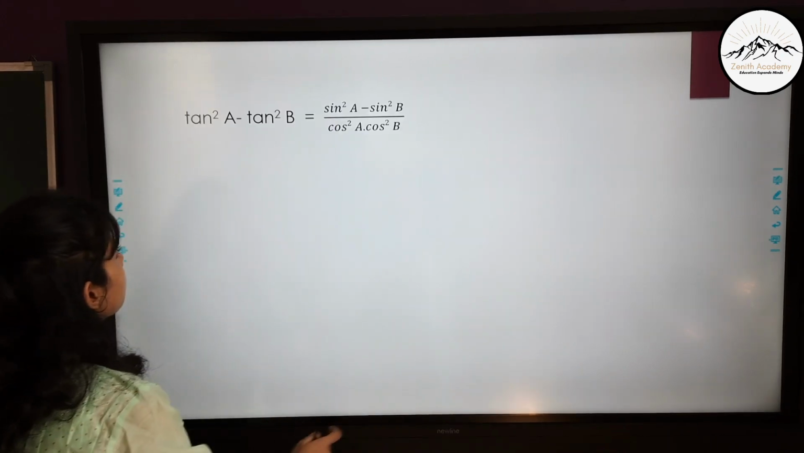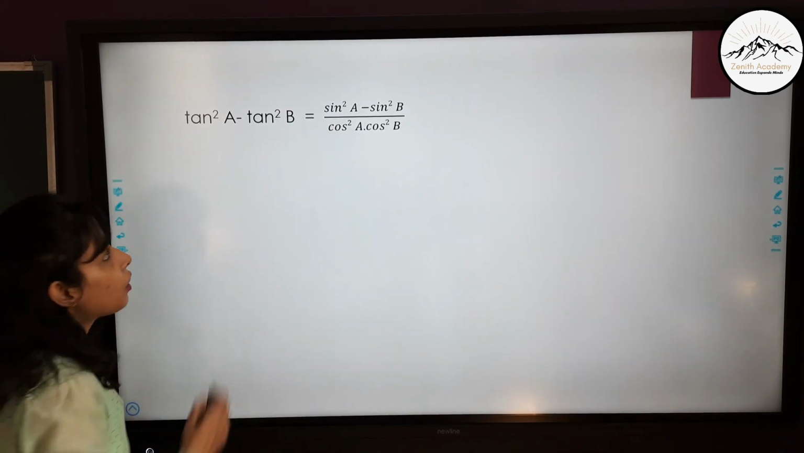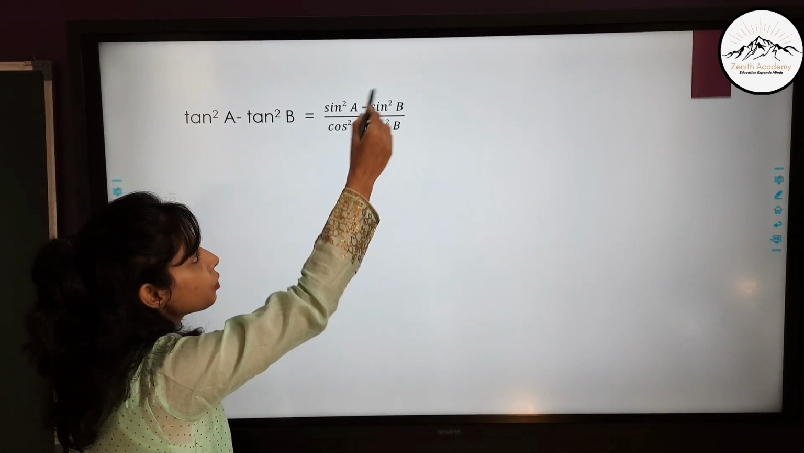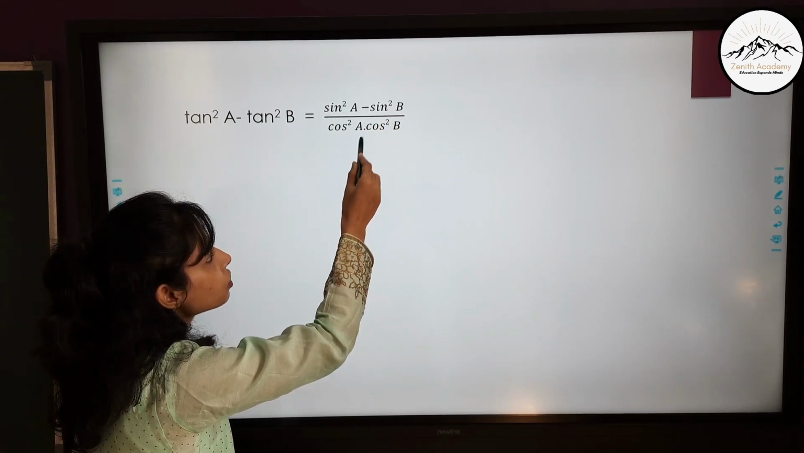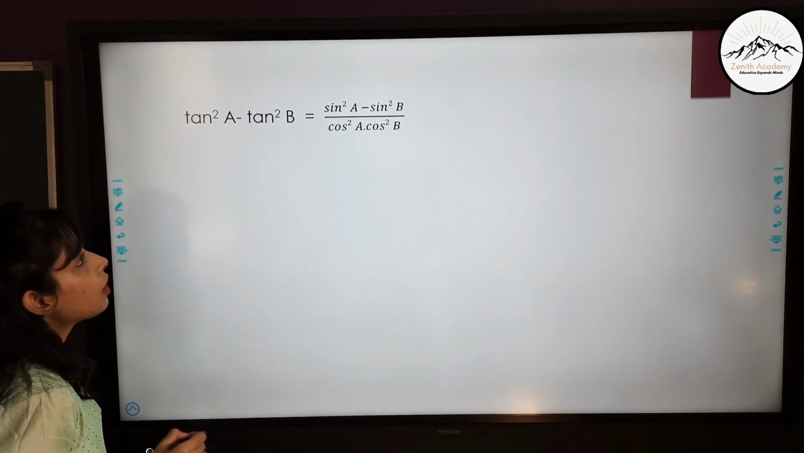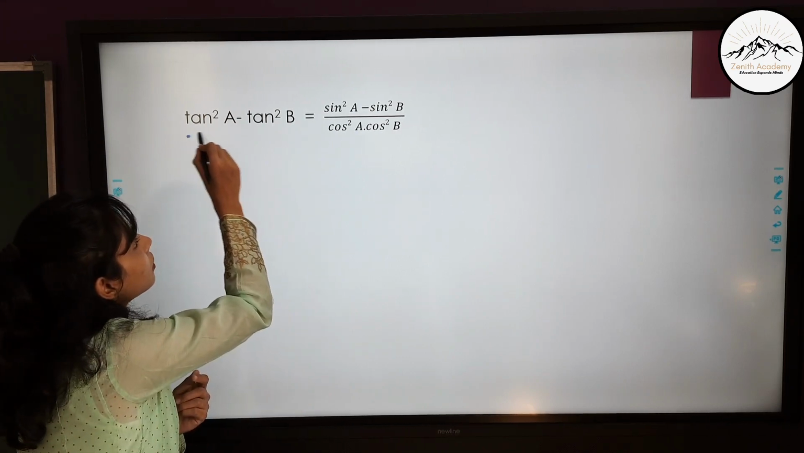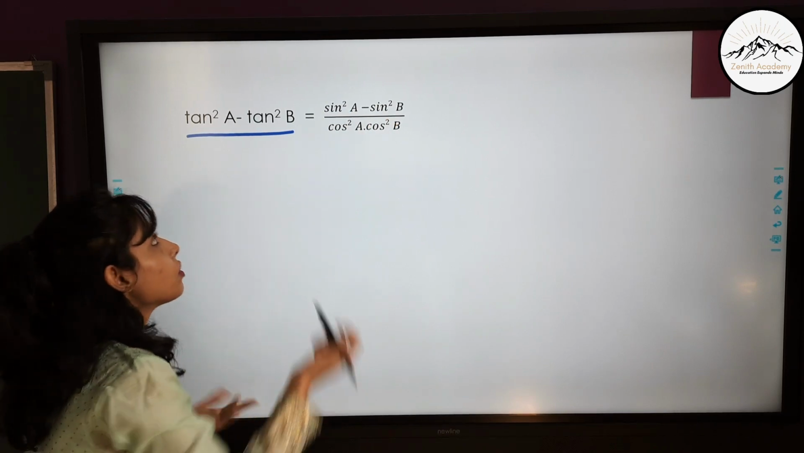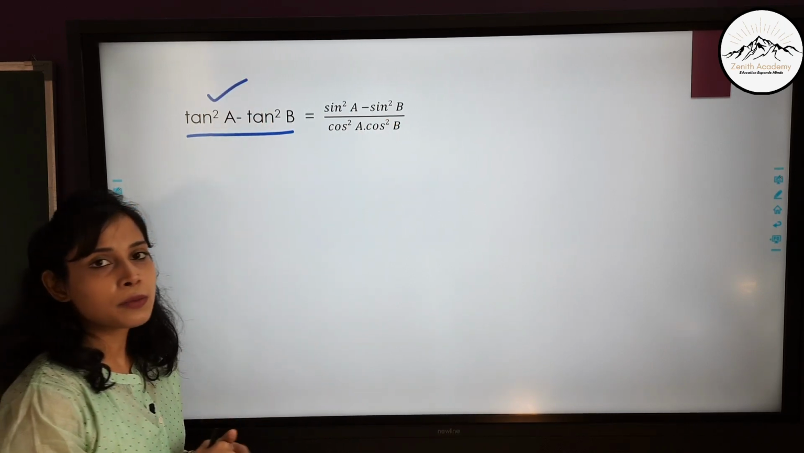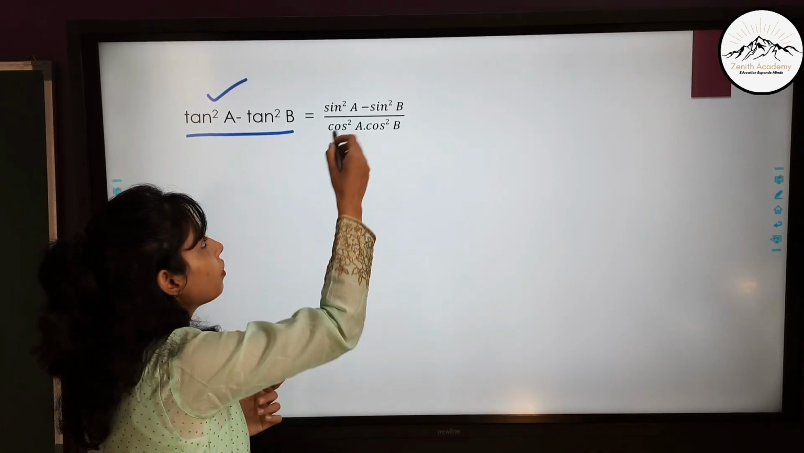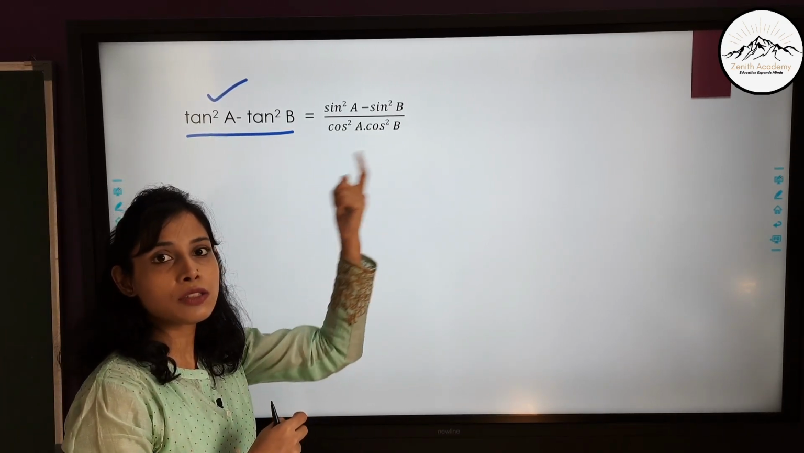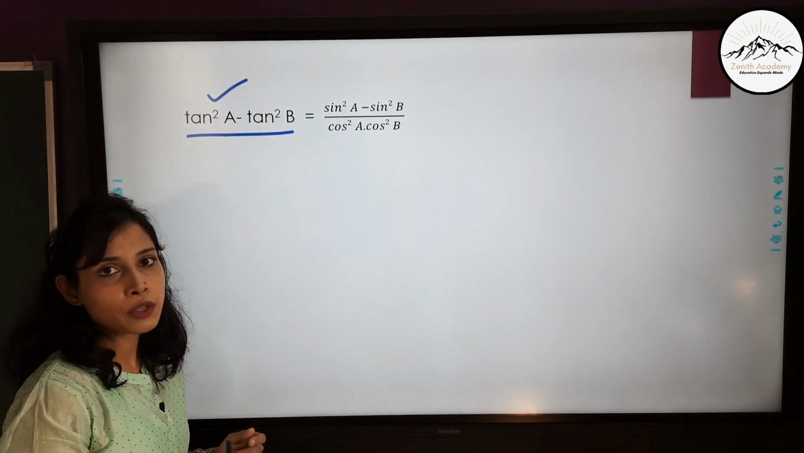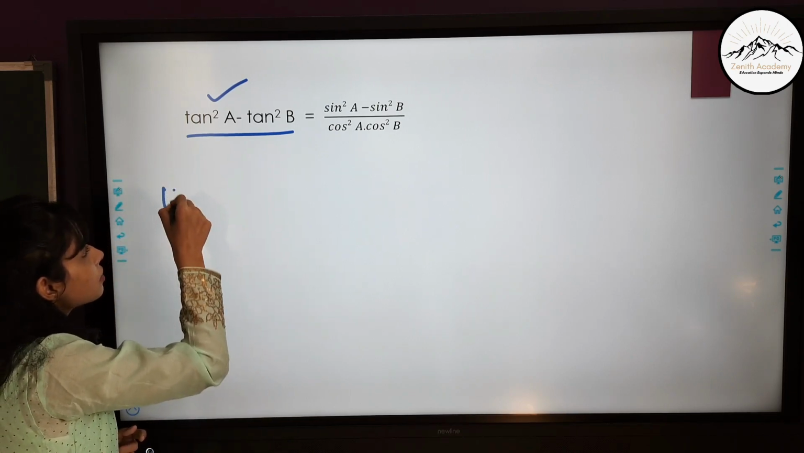Let's see the other question. Now, our question is tan square A minus tan square B is equal to (sin square A minus sin square B) upon (cos square A into cos square B). Now, if we see clearly, this tan square A and tan square B, we can write in terms of sin and cos. So, to solve, we can take LHS. This is how we decide what we need to solve first, LHS or RHS. It is easier for us to write tan in terms of sin and cos. So, let's take LHS.